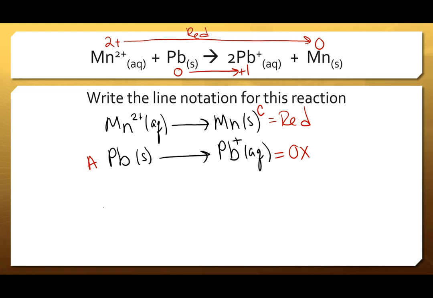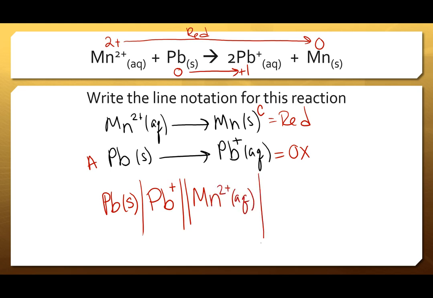So the line notation is going to be anode, electrolyte associated with that anode. 2 lines to break apart the half cells. Then we're going to have the electrolyte associated with the cathode. And then lastly, the cathode. And I didn't put aqueous here. So that is the line notation for this reaction. Okay.